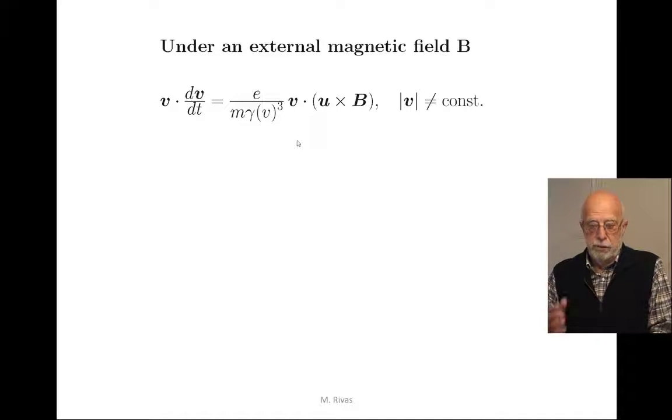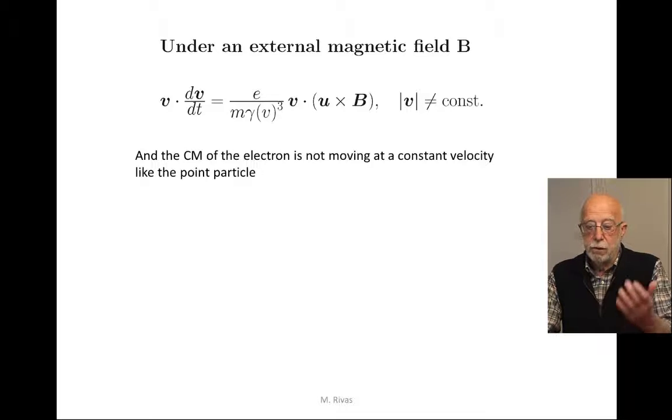The reason is clear. The spinning model has a magnetic moment, and as we see, the magnetic moment is related to the center of charge spin. And as we'll see, the center of charge spin, and therefore the magnetic moment, is oscillating very rapidly when moving the electron. So this motion of the magnetic moment in the external fields produces an energy transfer between the particle and the magnetic field. So the center of mass of the electron is not moving at a constant velocity like in the point particle.